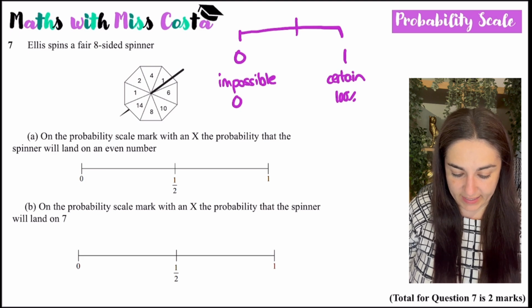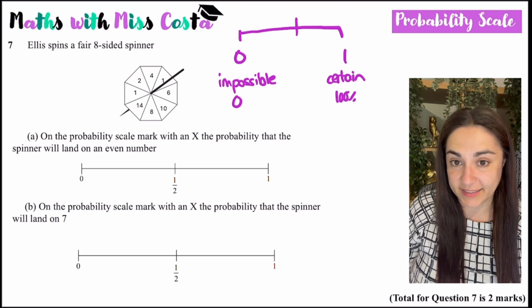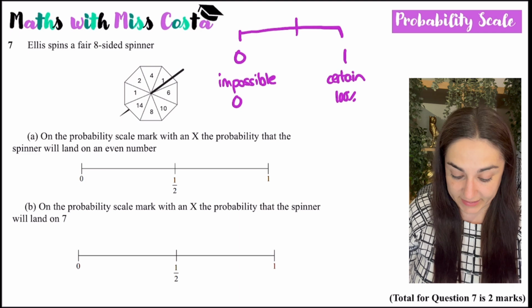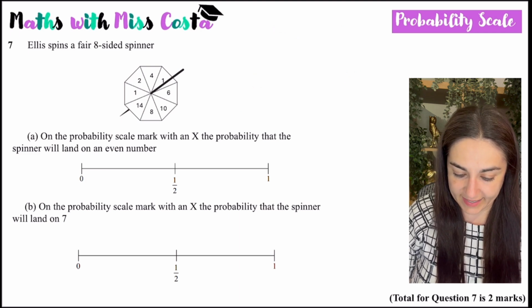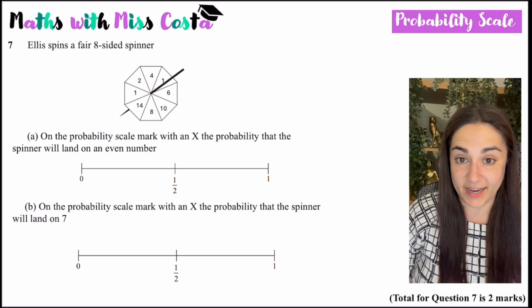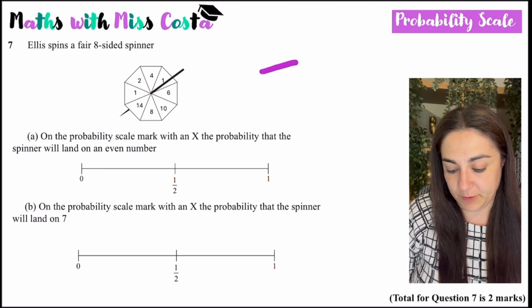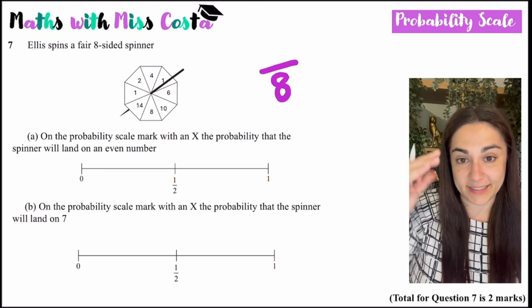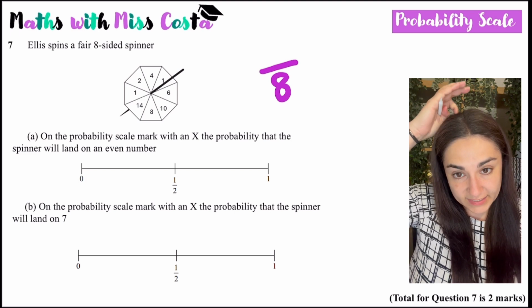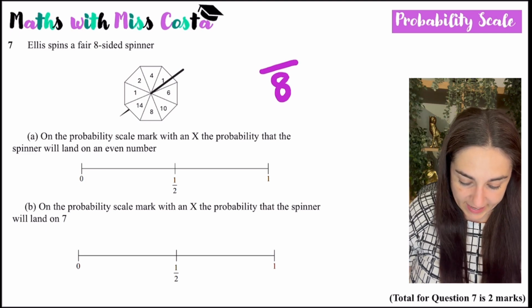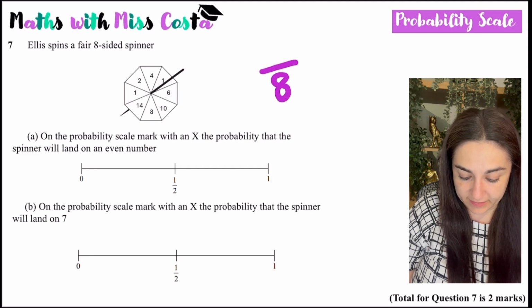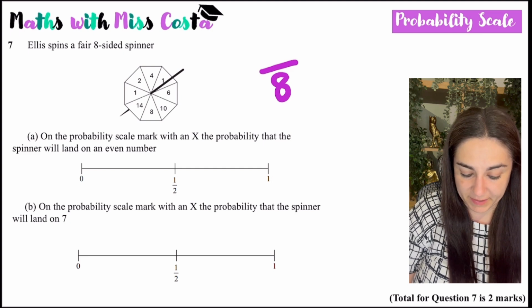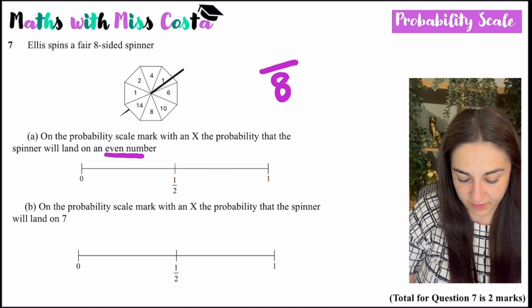So over here, I have been given an 8-sided spinner, which means I have 8 choices in total, 8 options on what things could land. So to work out the probability of anything happening on that spinner, it would be out of 8, because the probability is always out of the total. So I have 8 options, and I need to work on the probability scale. I need to mark with an X the probability that the spinner will land on an even number.